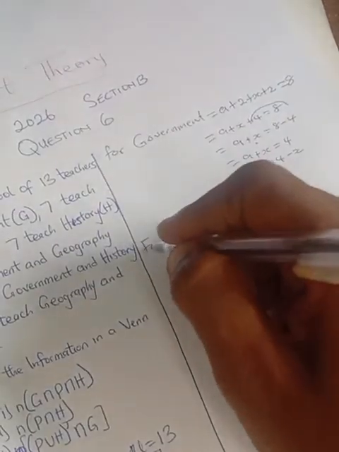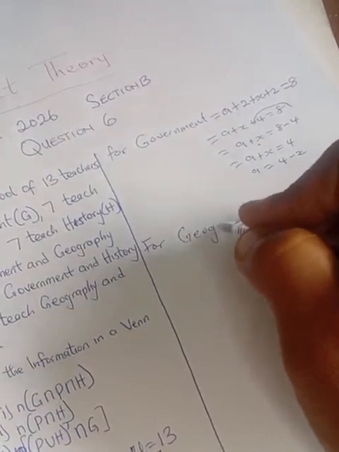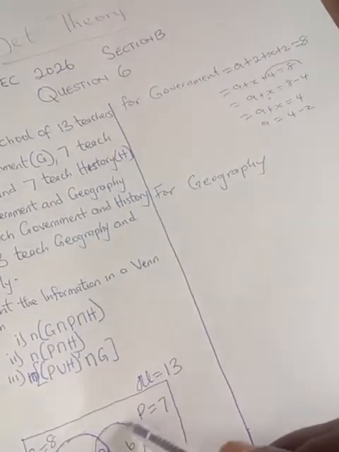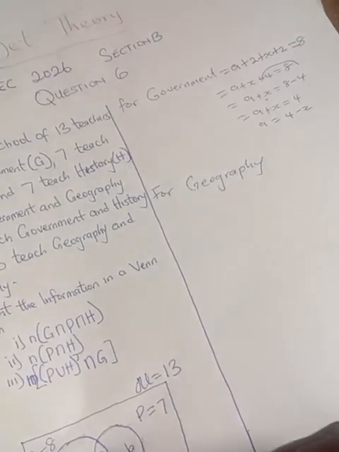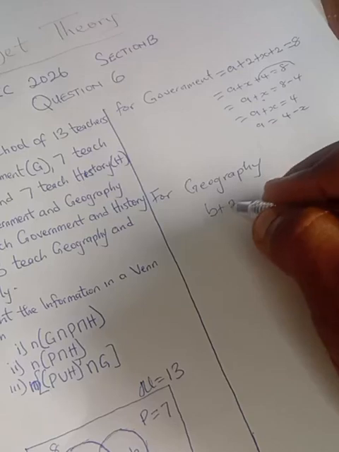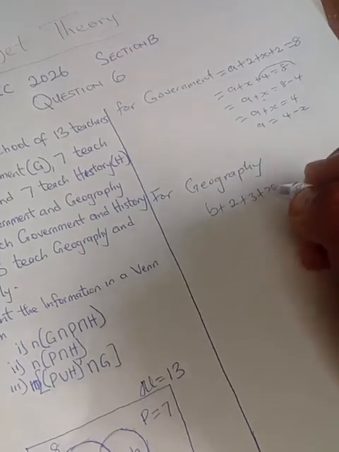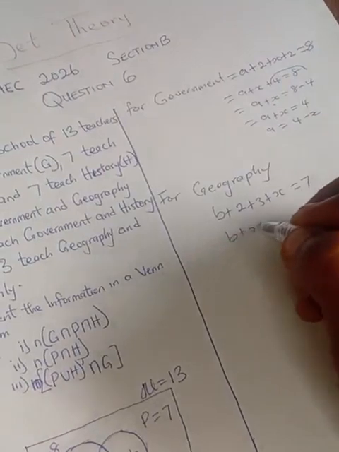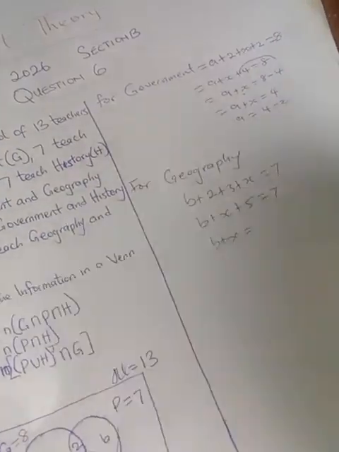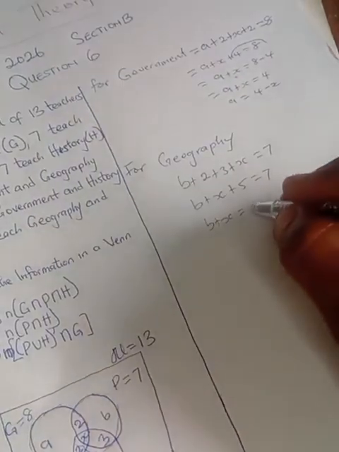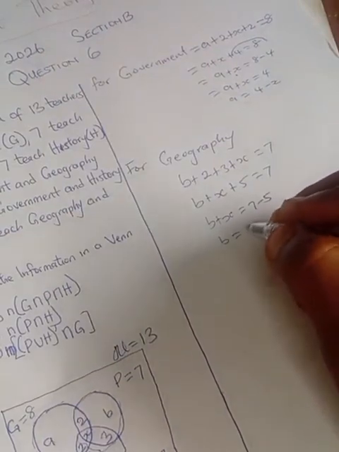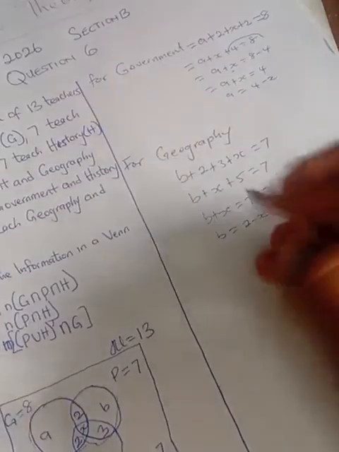Alright, let's do it for geography. Everything inside this circle, b, 2, 3, x. So you are going to have b plus 2 plus 3 plus x equal to 7. b plus x plus 5 equal to 7. b plus x equal to 7 minus 5. So b equals 2 minus x, x will come outside.